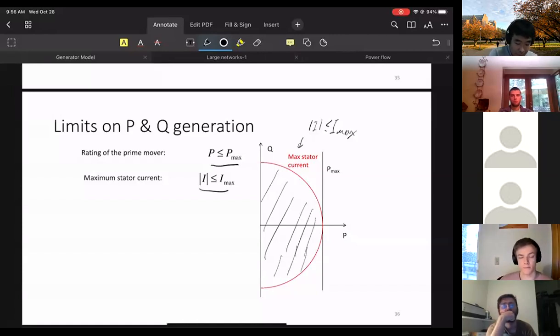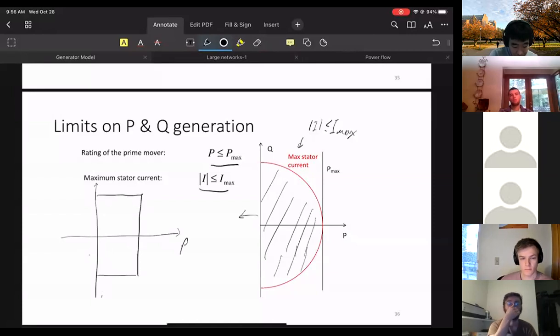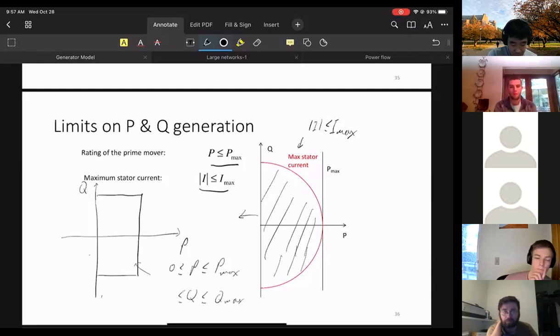What we do is replace this by a square. In practice, what your software does is take P and Q to be in this square, because this is a much easier description of the generator than the semicircle limit. What this square tells you is P is less than some P max, bounded below by zero, and Q is less than some Q max, and greater than Q min.